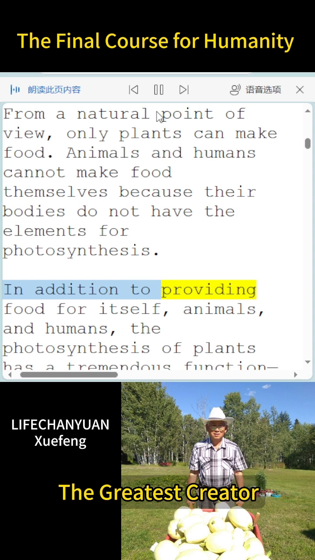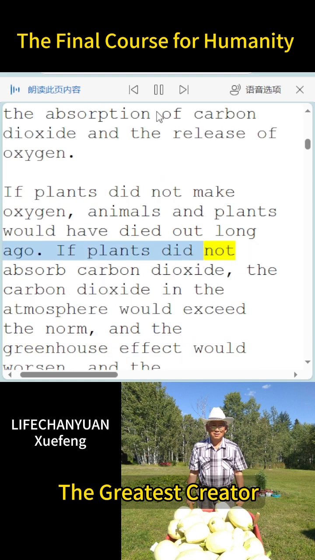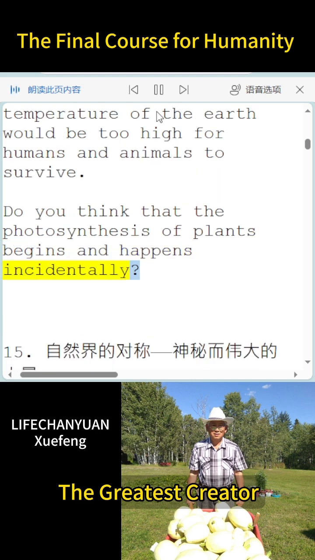In addition to providing food for itself, animals, and humans, the photosynthesis of plants has a tremendous function, the absorption of carbon dioxide and the release of oxygen. If plants did not make oxygen, animals and plants would have died out long ago. If plants did not absorb carbon dioxide, the carbon dioxide in the atmosphere would exceed the norm, and the greenhouse effect would worsen, and the temperature of the earth would be too high for humans and animals to survive. Do you think that the photosynthesis of plants begins and happens incidentally?